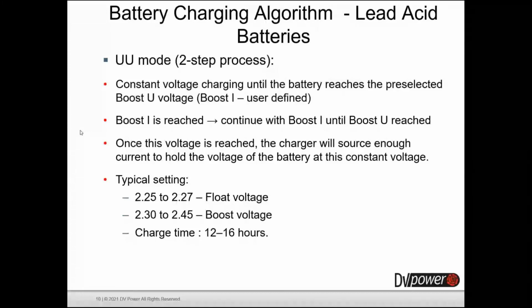And here are typical settings for the lead acid battery. Float voltage is from 2.25 up to 2.27. Of course, you need to follow the manufacturer's recommendation if you have a battery at site, because the manufacturer will provide you the float and boost threshold. Typical boost voltage threshold for lead acid batteries is from 2.3 up to 2.45 volts. And the total charging time for lead acid batteries is 12 to 16 hours.